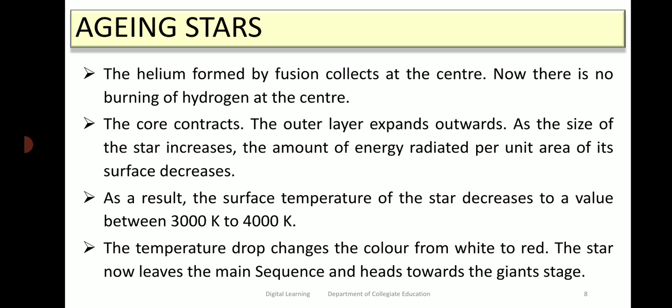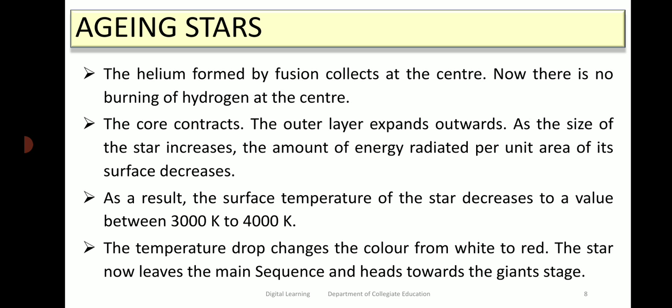Aging stars. The helium formed by fusion collects at the center. Now there is no burning of hydrogen at the center. The core contracts, the outer layer expands outwards. As the size of the star increases, the amount of energy radiated per unit area of its surface decreases. As a result, the surface temperature of the star decreases to a value between 3000 Kelvin to 4000 Kelvin.